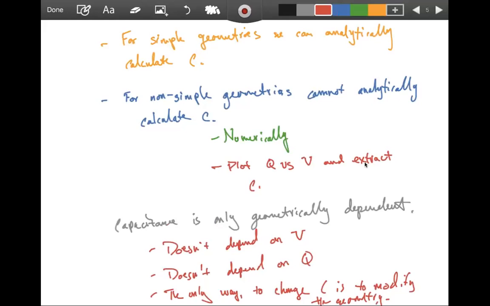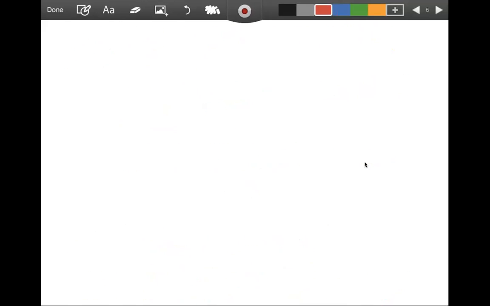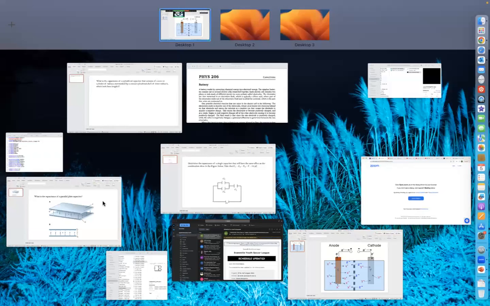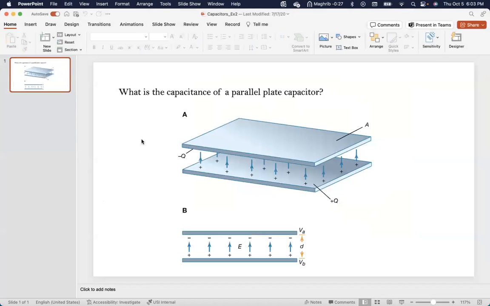So good. Let's do a couple examples on how we geometrically, analytically calculate this, and then come to the conclusion that it doesn't depend on Q or V, that it only depends on geometry. So again, let's look at a couple examples here. Switch back over to the screen here. Sorry for all the screen switchings. So let's look at this one. This is the easiest one we could do first.